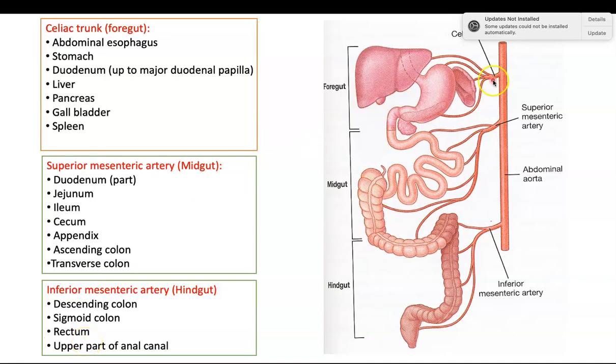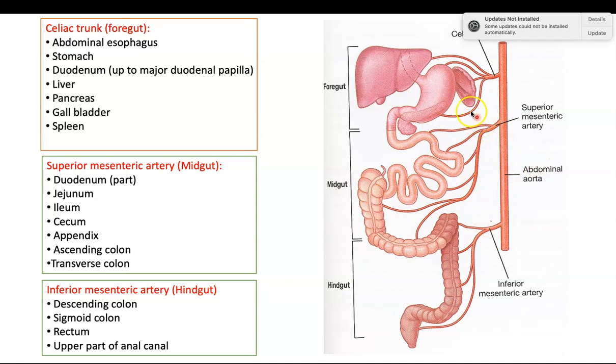Now, if you look at this one, this is the abdominal aorta, and these are branches coming from the ventral aspect of it. The first one is the celiac trunk, then the superior mesenteric artery and inferior mesenteric artery. And as I said, the celiac trunk will provide blood supply to the foregut derivatives. The superior mesenteric artery will provide blood supply to the midgut derivatives, and the inferior mesenteric artery will provide blood supply to the hindgut derivatives. Now, where is the division of foregut, midgut, and hindgut?